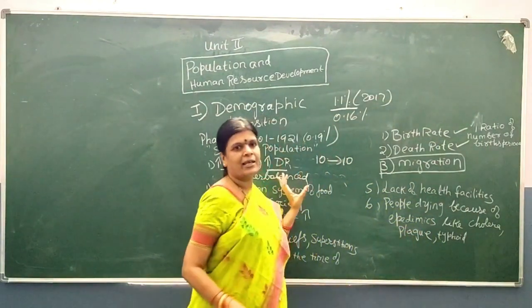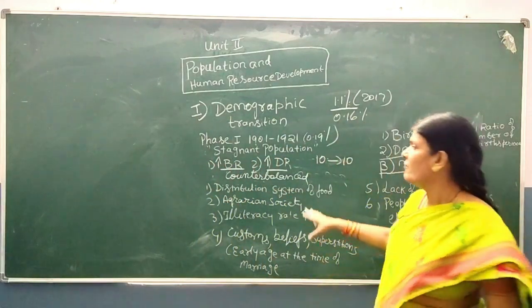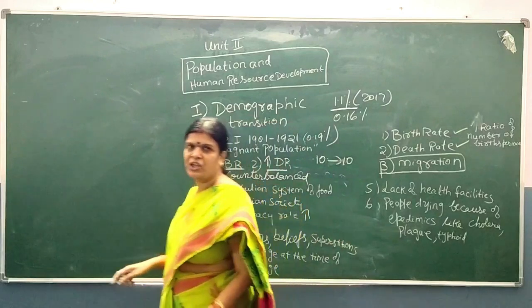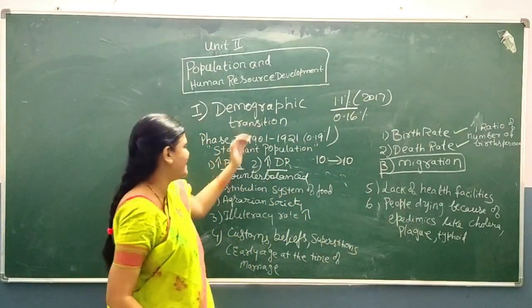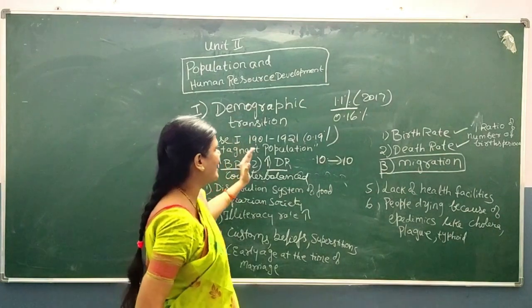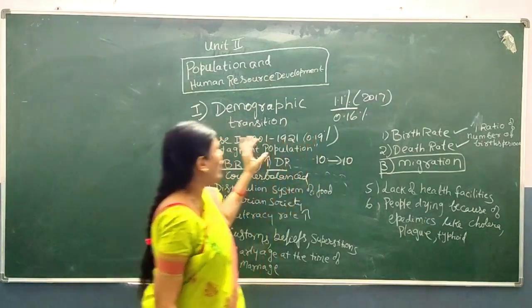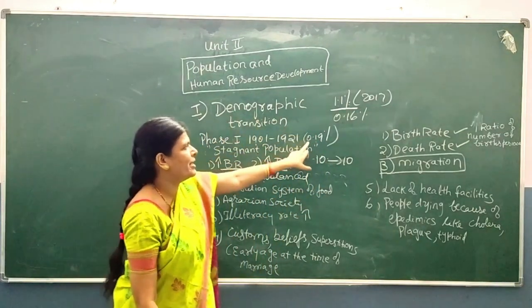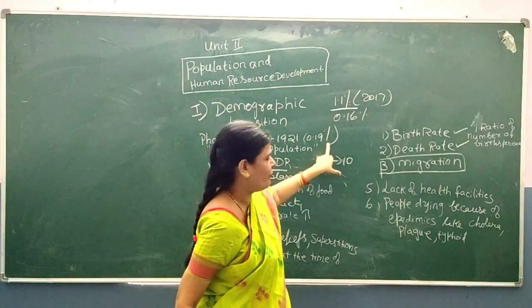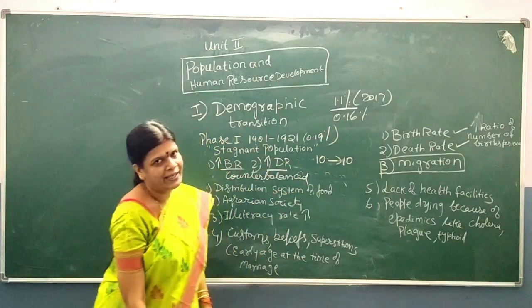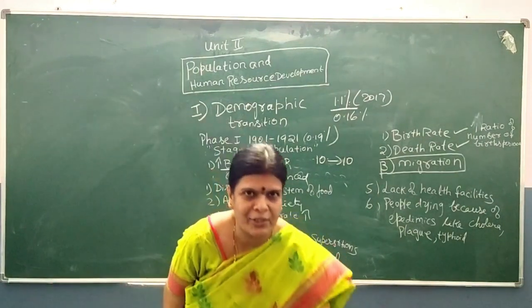So in the first stage, birth rates are counterbalanced by death rates, which leads to stagnation of population. This is before independence. Birth rates are high and death rates are also high, so how much is the increase of population? A 0.91% growth rate of population in India. Okay girls, then we will go to phase 2.